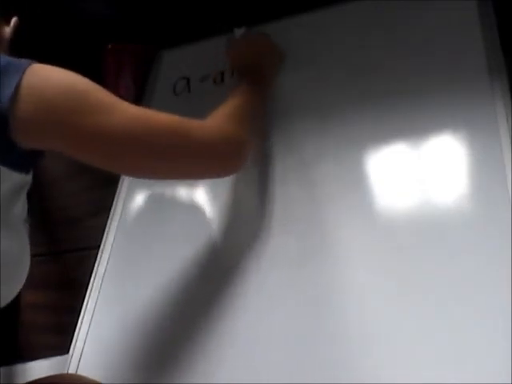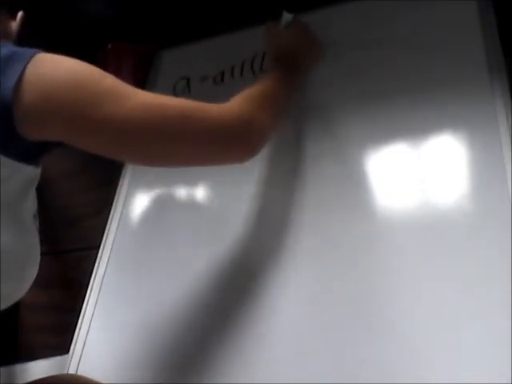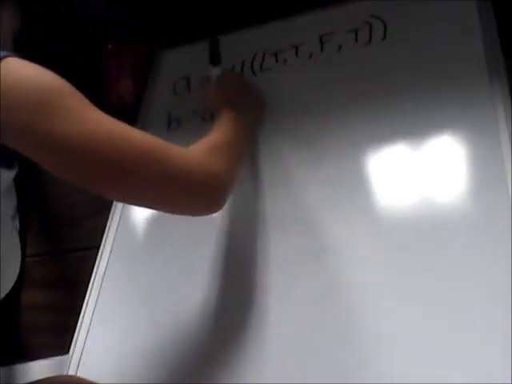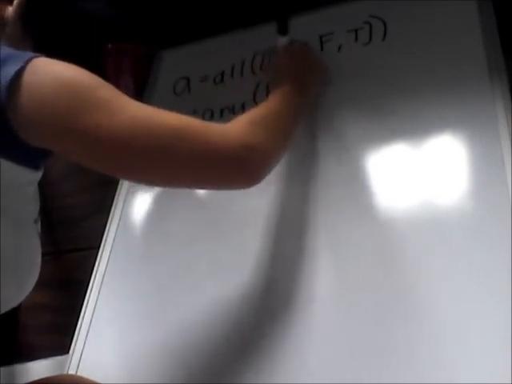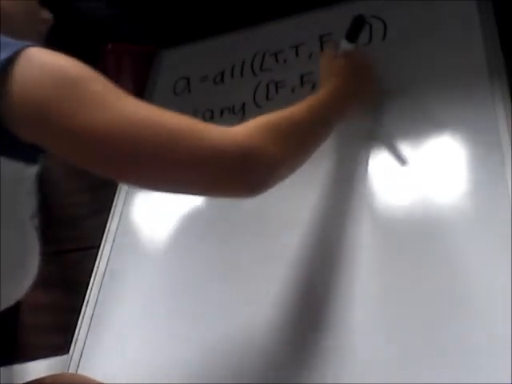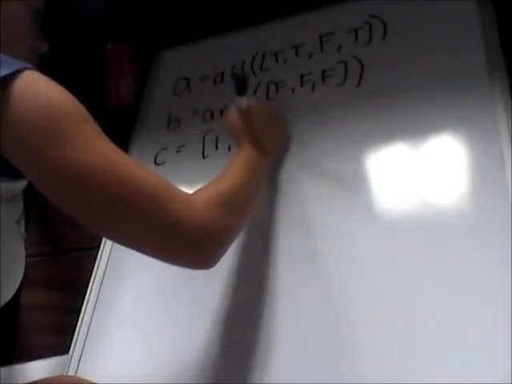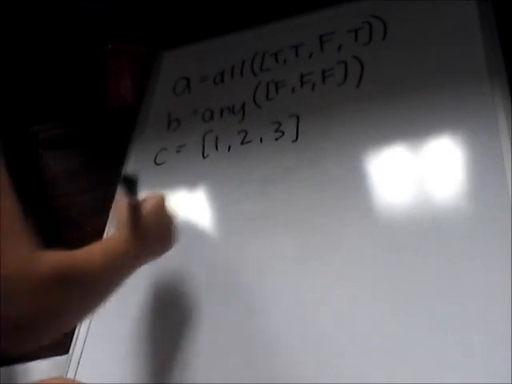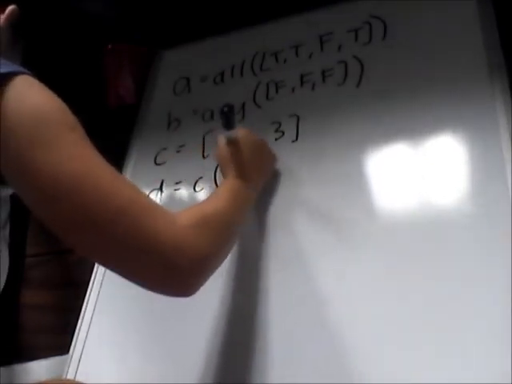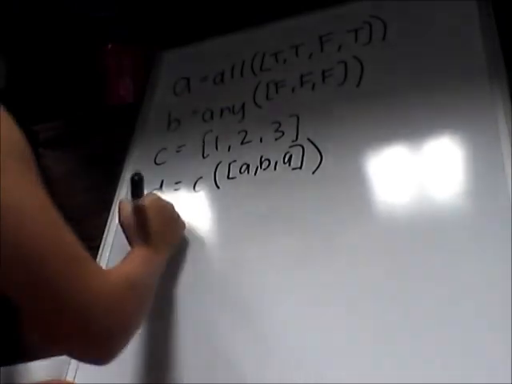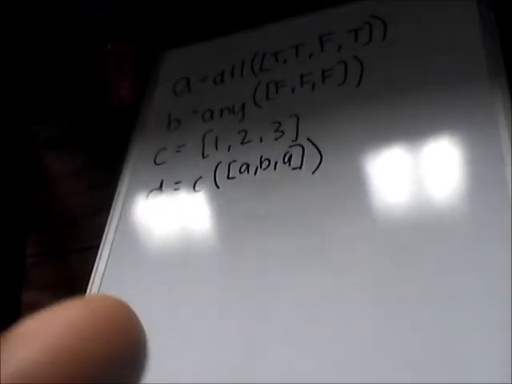Next we have the statements, A is equal to all, and the vector true, true, false, true. B is equal to any false, false, false. C is equal to 1, 2, 3. D is equal to C times the vector A, B, A. Here we're actually going to be replacing values. Alright, so let's get started.